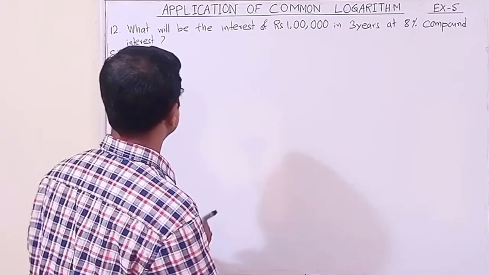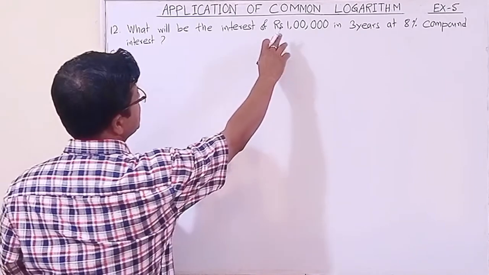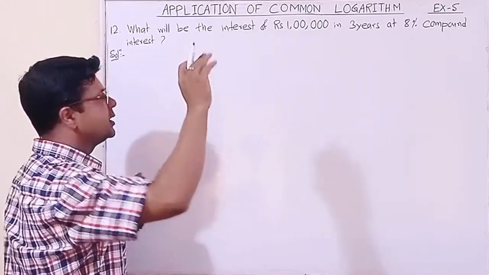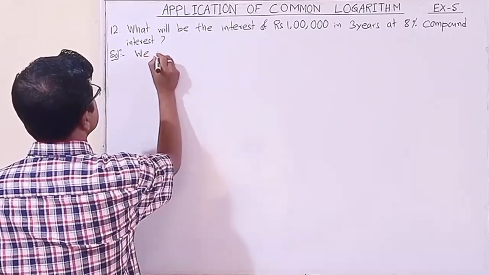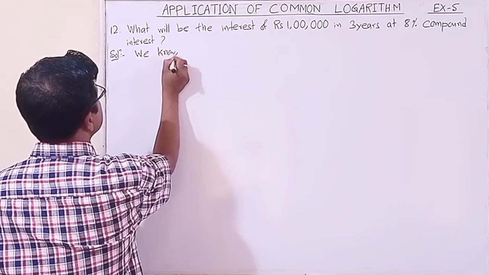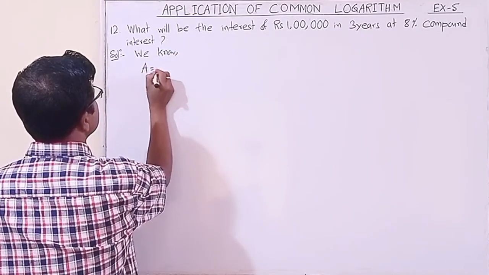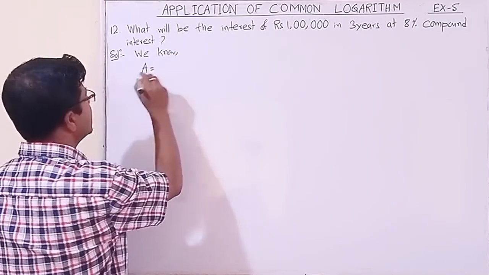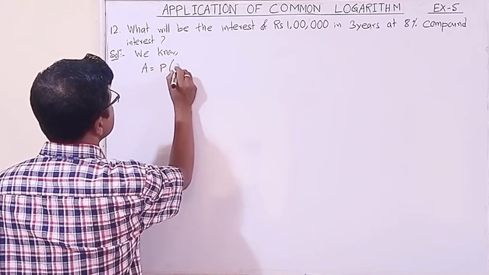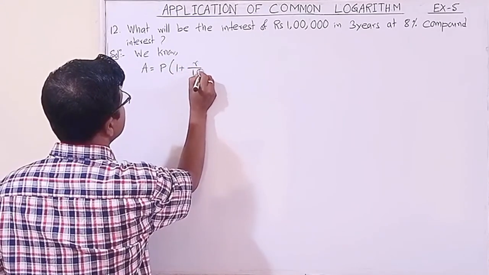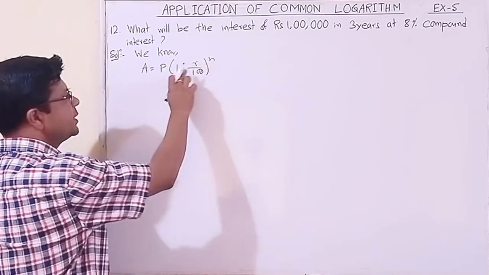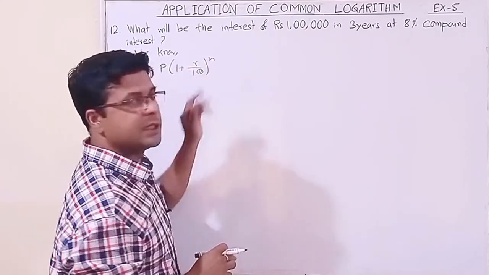Okay, it is an easy question. What is given here? This is the principal. So let us apply directly the formula. We know the formula: A equal to P (1 plus R by 100) whole to the power n, where A is the amount, P is the principal, R is the rate of interest, n is the number of years.